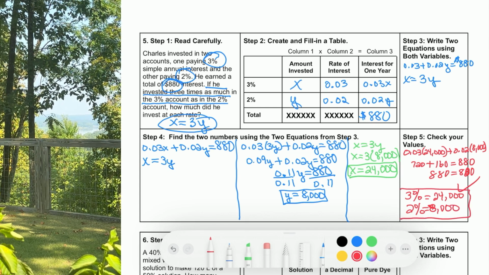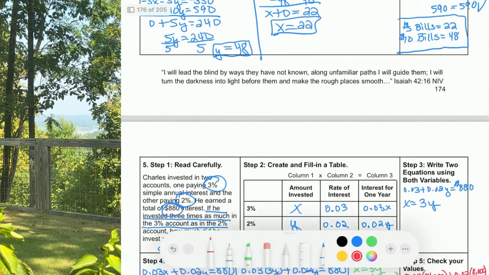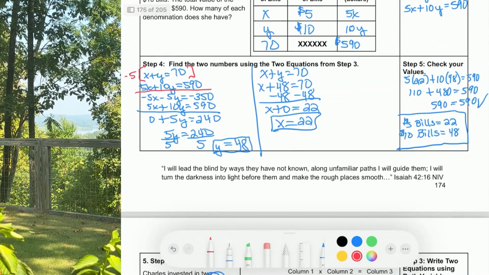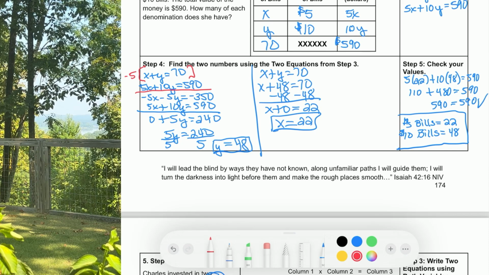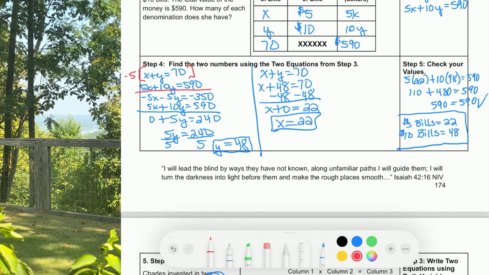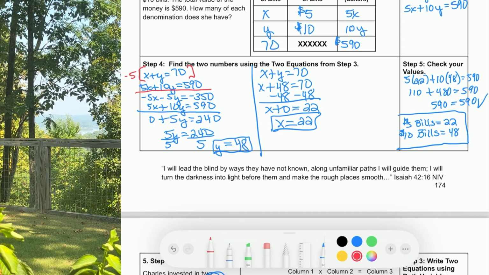All right, guys, let's look at our verse here. I will lead the blind by ways they have not known. Along unfamiliar paths I will guide them. I will turn the darkness into light before them and make the rough places smooth. Isaiah 42:16.